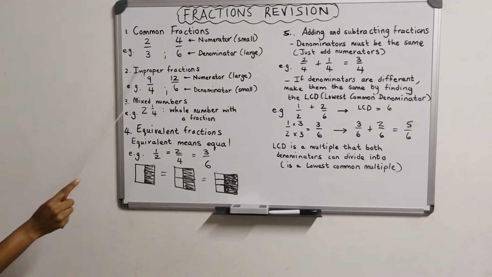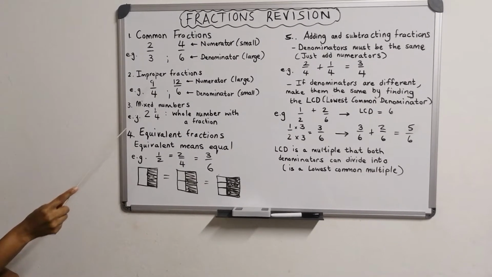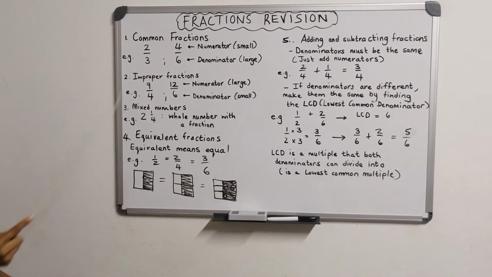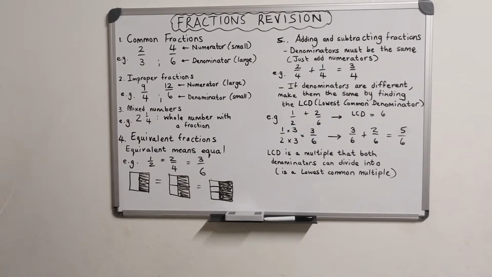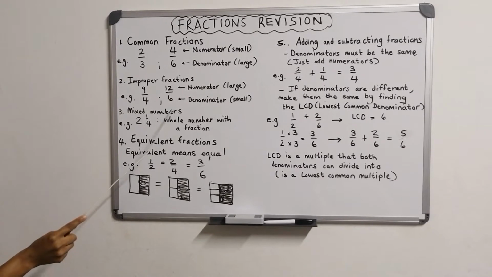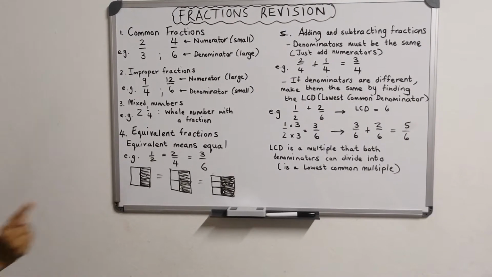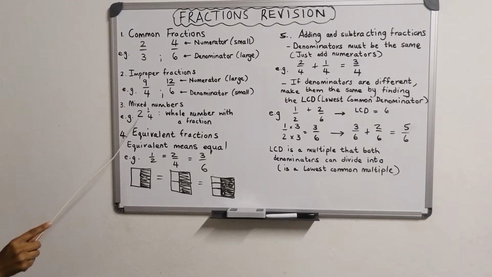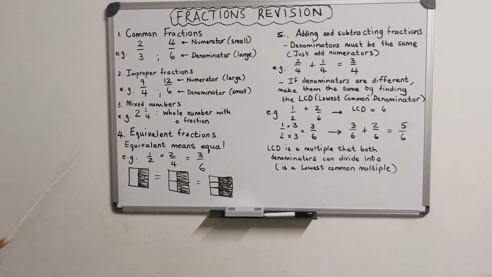We also have improper fractions. Now these are fractions that have a large numerator and a smaller denominator. For example, 9 over 4 and 12 over 6. We also have mixed numbers. Now these are whole numbers together with a fraction. So in this example, 2 is the whole number and 1 over 4 is the fraction.